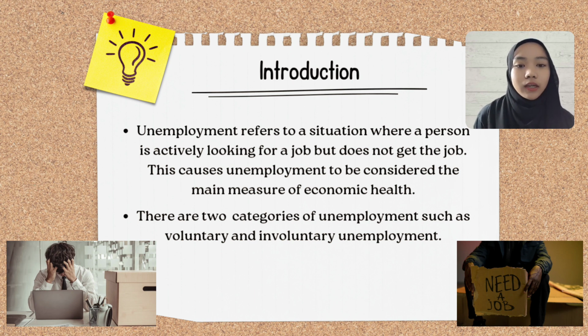First is the introduction. Unemployment refers to a situation where a person is actively looking for a job but does not get the job. This causes unemployment to be considered a main measure of economic health. There are 2 categories of unemployment, voluntary and involuntary unemployment. When unemployment is voluntary, it means that a person leaves his job willingly to find another job, while when it is involuntary, it means that a person has been fired or laid off, and that person will try to find another job.